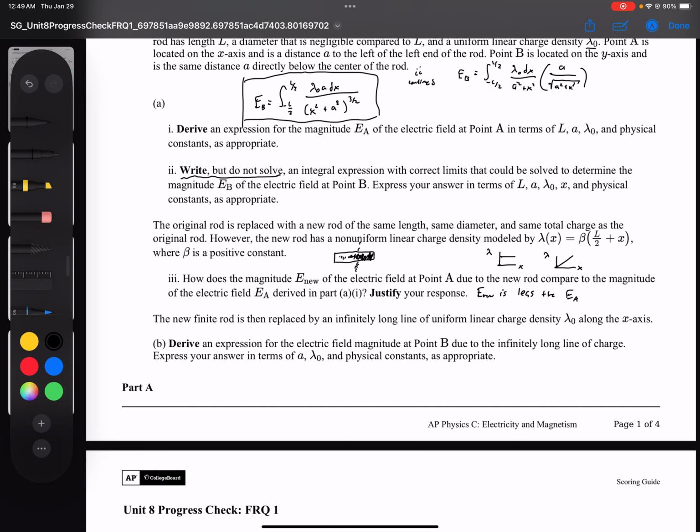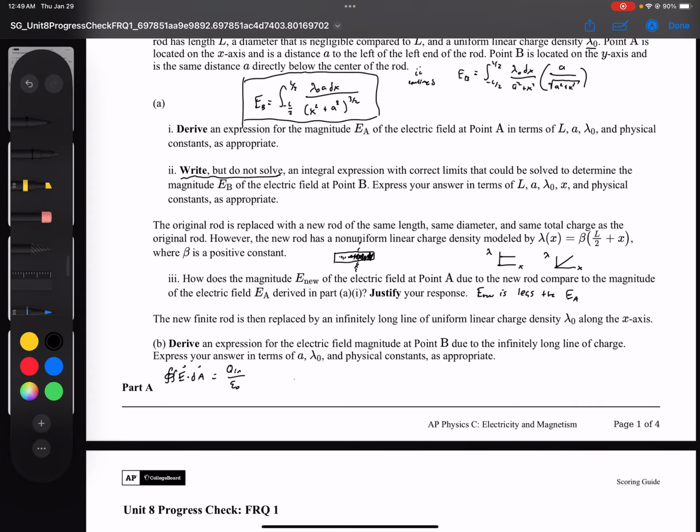Let's see here. All right, so now we have Gauss's law. The electric flux around a surface, so around some Gaussian surface, has to equal the charge inside that surface divided by epsilon naught.